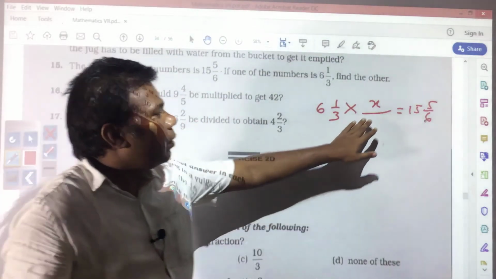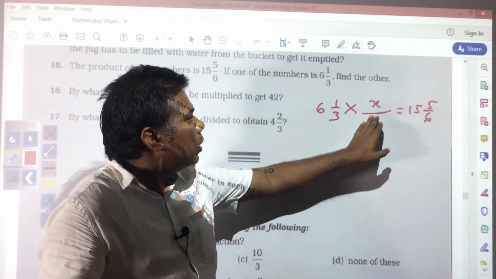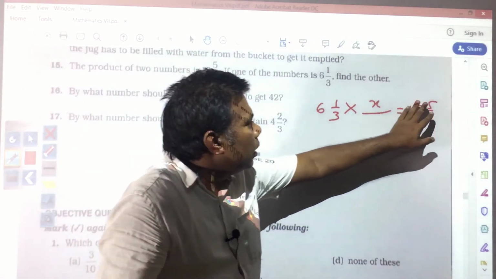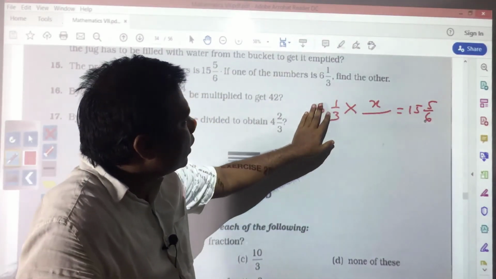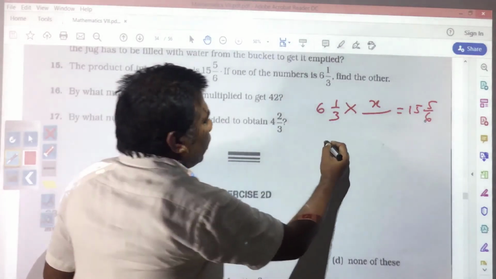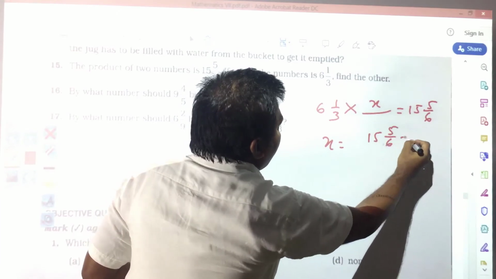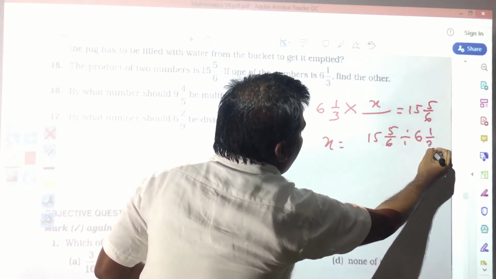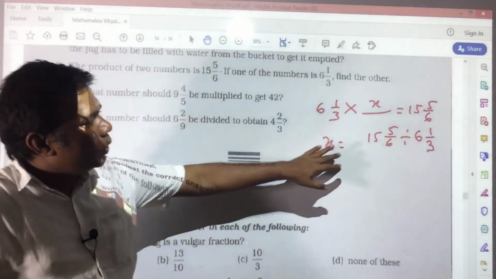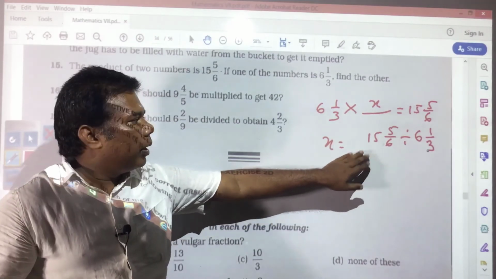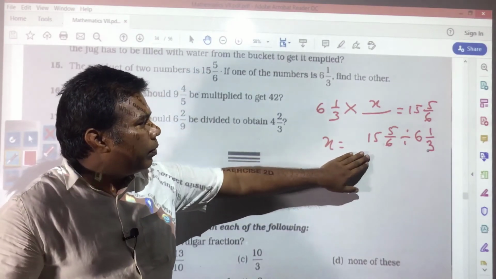So, this number is required to be found out. So, x will be what? This number divided by this number, means x will be equal to 15 whole 5 by 6 divided by 6 whole 1 by 3, and this is needed to be simplified, and I hope you will be able to simplify this. Try to simplify, you will get the answer.